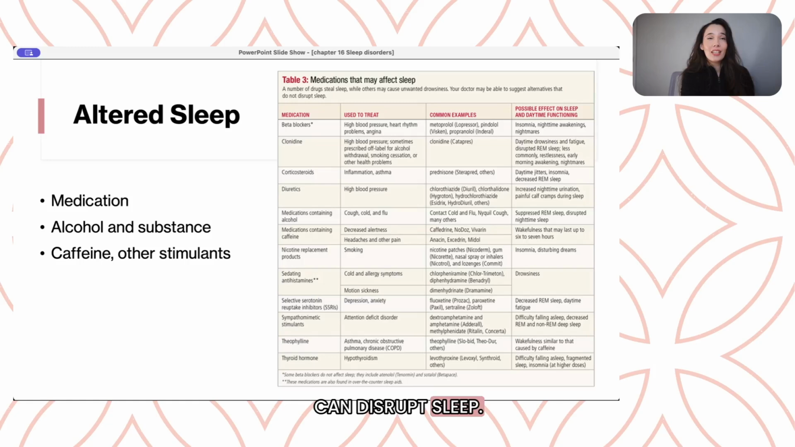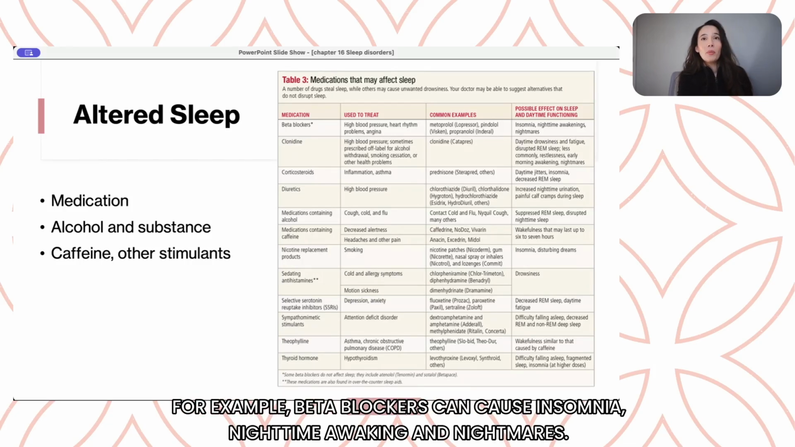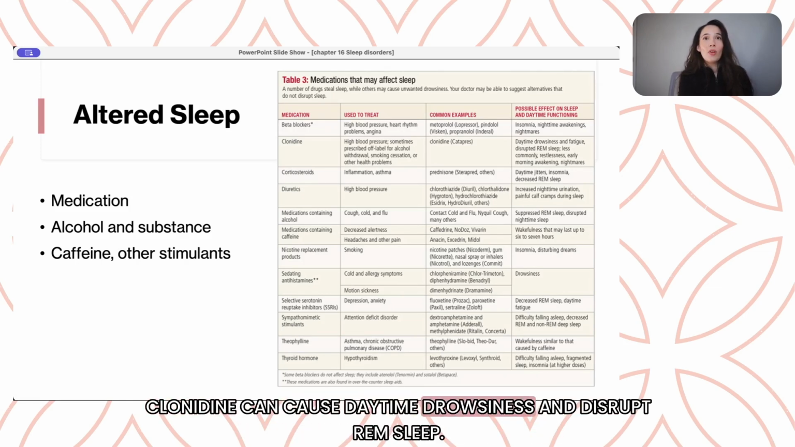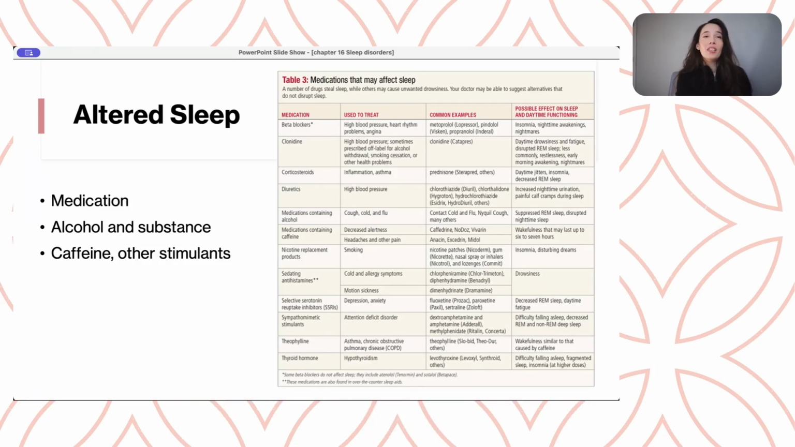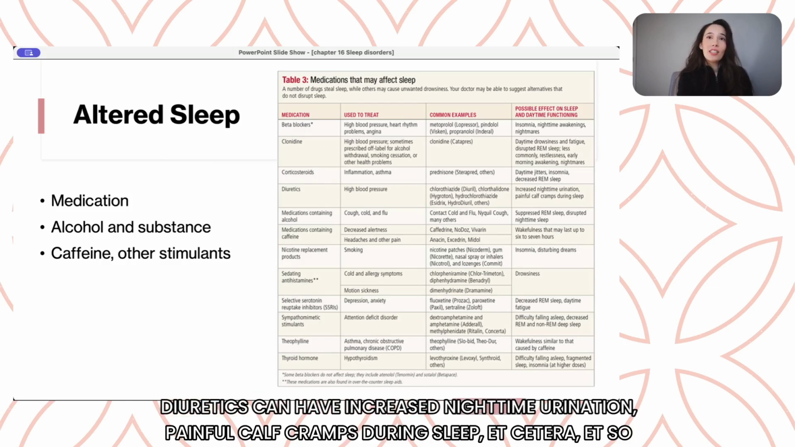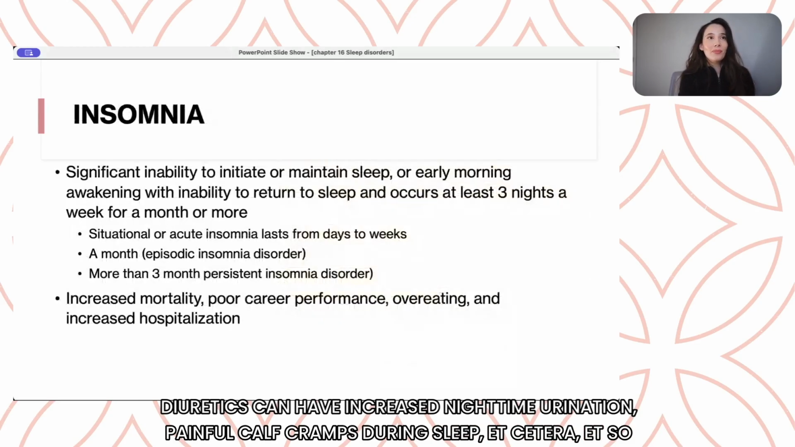For example, beta blockers can cause insomnia, nighttime awaking, and nightmares. Clonidine can cause daytime drowsiness and disrupt REM sleep. Corticosteroids can give people the jitters and insomnia. Diuretics can have increased nighttime urination, painful calf cramps during sleep, etc.